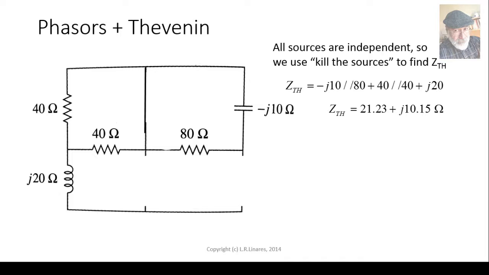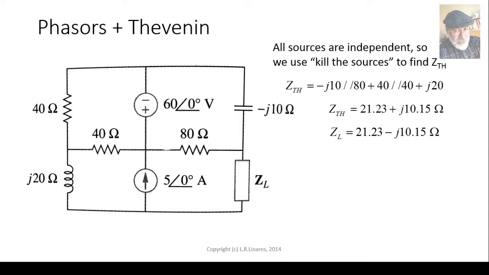That means that our ZL should have as a value the conjugate of that one. The value of ZL should be 21.23 ohms, negative j10.15 ohms. We insert that optimal impedance there, solve the circuit, and find the power in that impedance. That's what we're going to do to find the maximum power in that source.